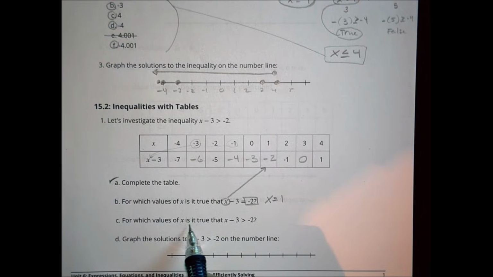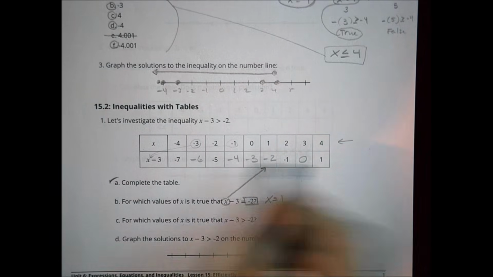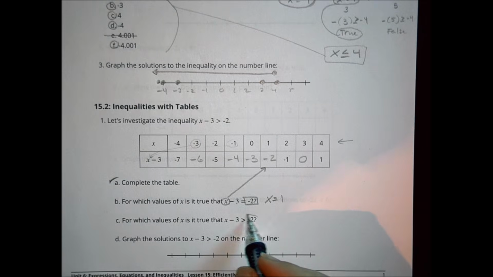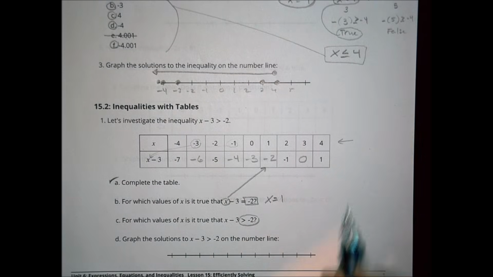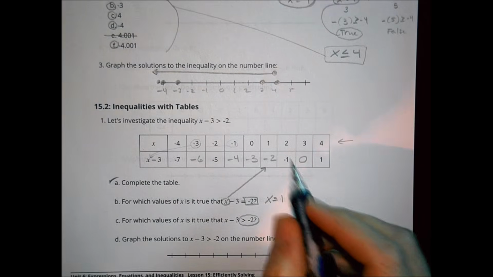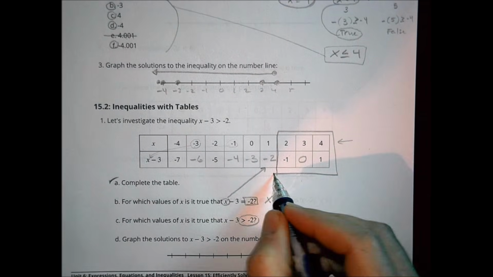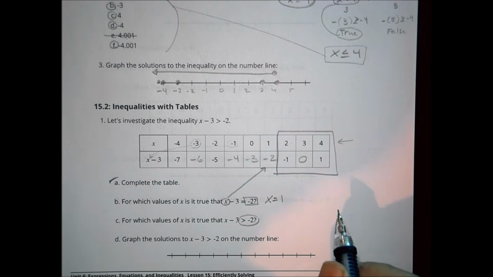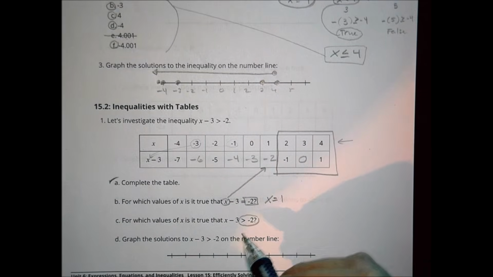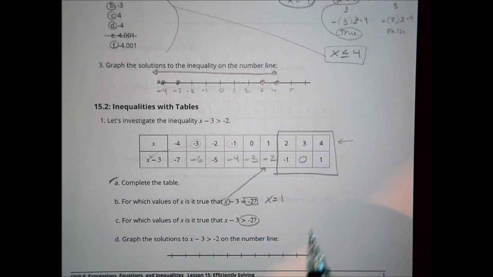Now, for which values of x is it true that x minus 3 is greater than negative 2? So when I look at all these numbers, when I plug these numbers in, when are they greater than negative 2? Notice it's not equal to negative 2, it's greater than negative 2. So in this case, these values all in this range are all going to be greater than negative 2. When I plug 2 into it, it's greater than negative 2. When I plug 3 in, it's greater. When I plug 4 in, it's greater.